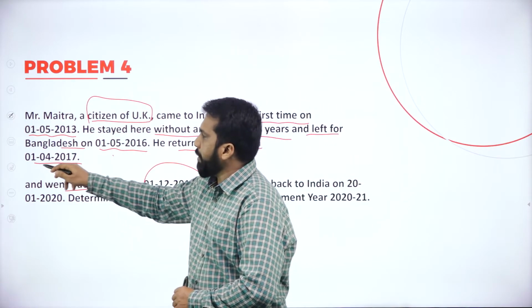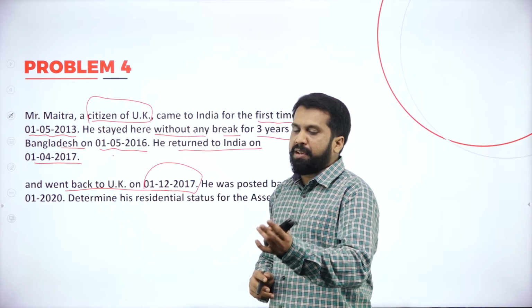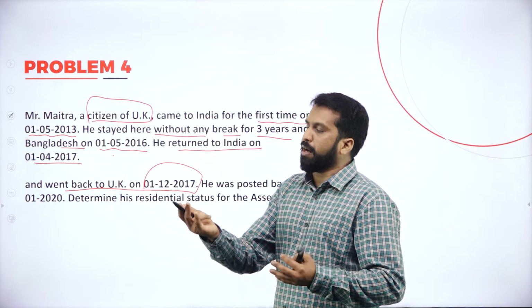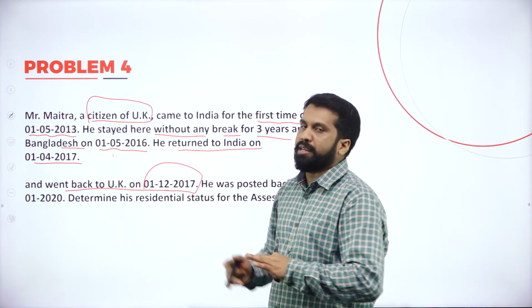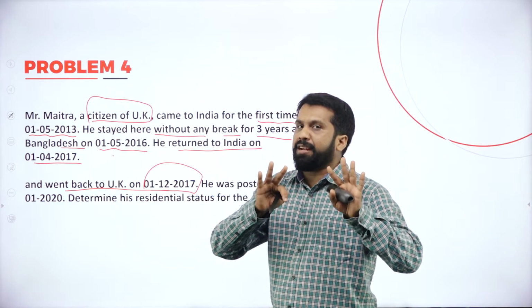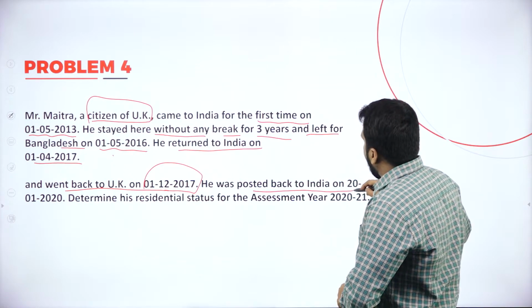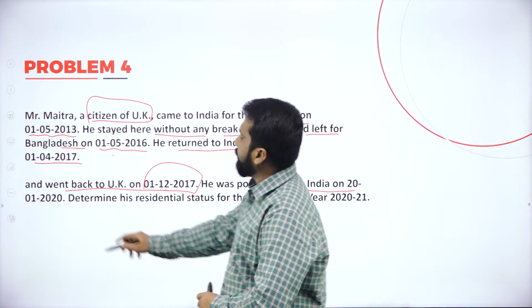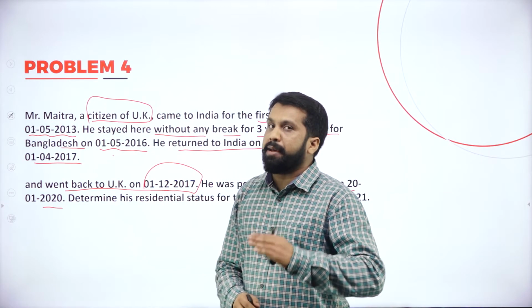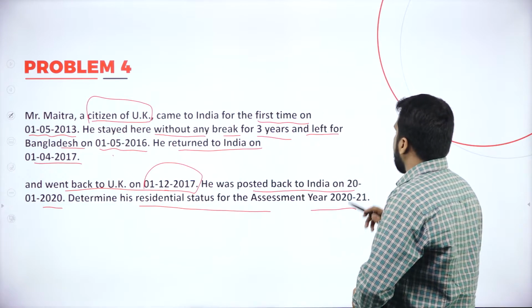1/12/2017. When he came back, April. When he left, December. April, May, June, July, August, September, October, November. We will not consider December. Beginning only he left. Still, again 8 months he was in India. He was posted back to India on January 2020. Again he came late. Determine his residential status for the year.